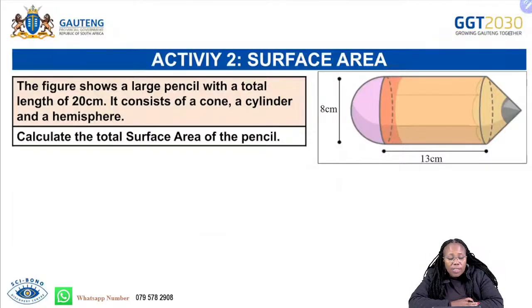And then it consists of a cone. The sharper part of your pencil is a cone. A cylinder is the middle part. And then a hemisphere on the eraser part of your pencil. And then now we have the length, with the total length of 20. Calculate the total surface area of the pencil. We are giving you 3 minutes to do that, grade 12. It's only one calculation. Try to answer that question and reflect back the solution. Your 3 minutes start now.